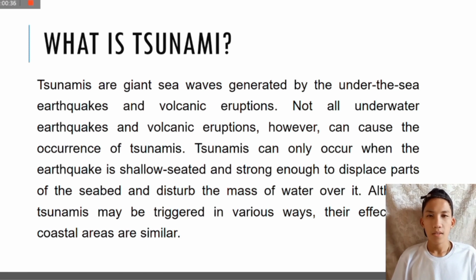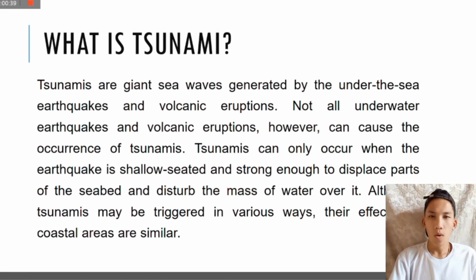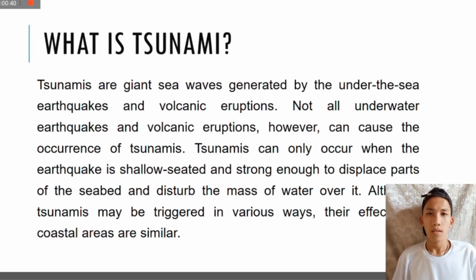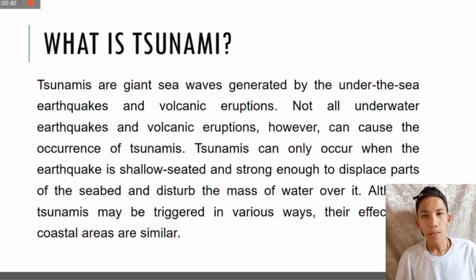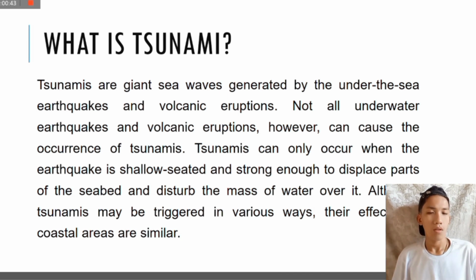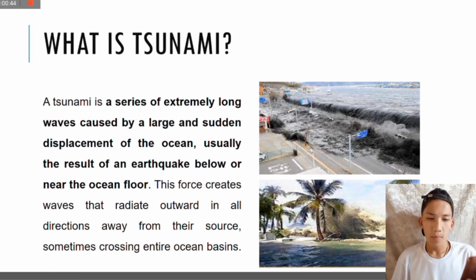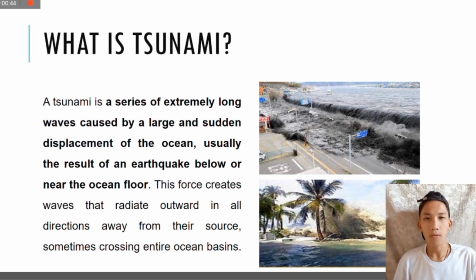So what is a tsunami? A tsunami is a giant sea wave generated by underwater earthquakes or volcanic eruptions. But not all underground volcanic eruptions and earthquakes cause a tsunami right away. However, they can cause the occurrence of a tsunami. A tsunami is a series of extremely long waves caused by a large and sudden displacement of the ocean, usually the result of an earthquake below or near the ocean floor.